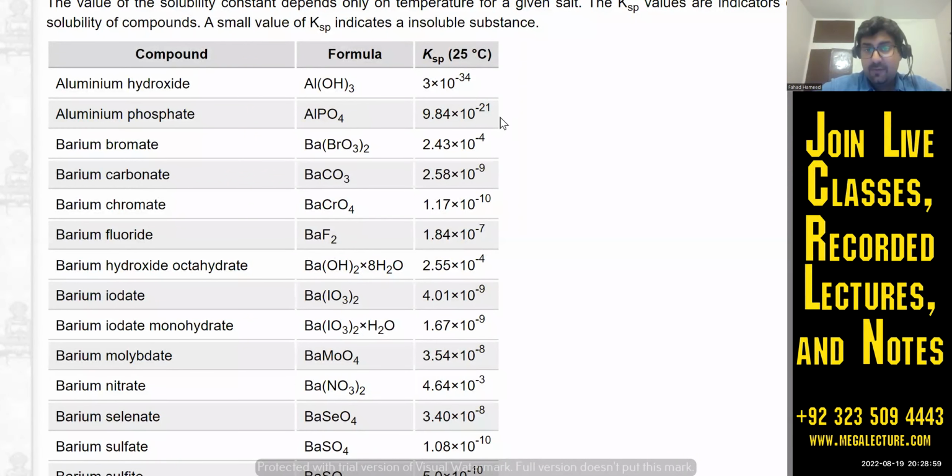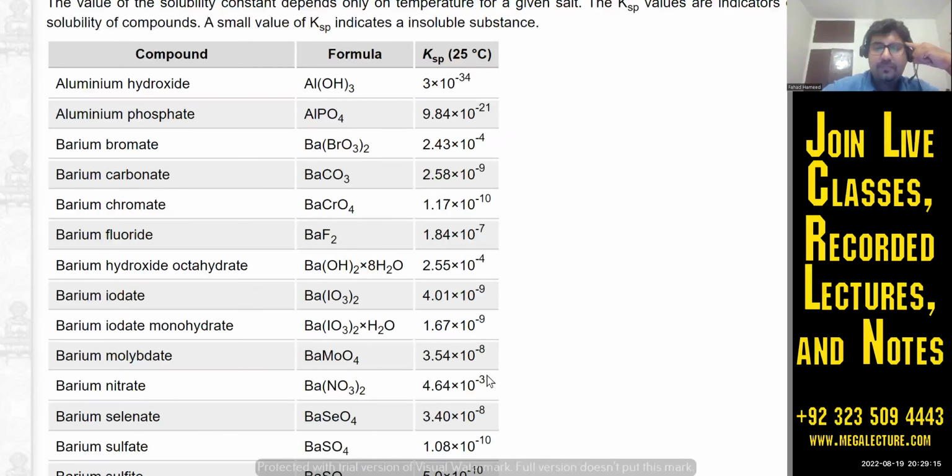So AlPO4, therefore, that's minus 21. That means it doesn't really dissolve. Minus 21 is such a small value; it doesn't dissolve. Al plus 3, PO4 minus 3, so there's a strong attraction. Plus 3 is a big charge, right?